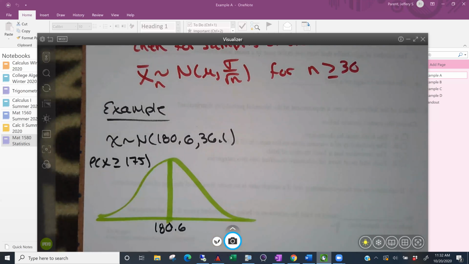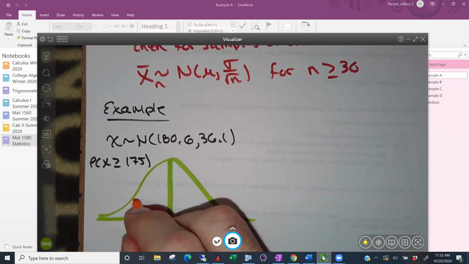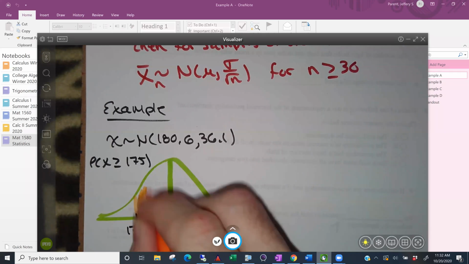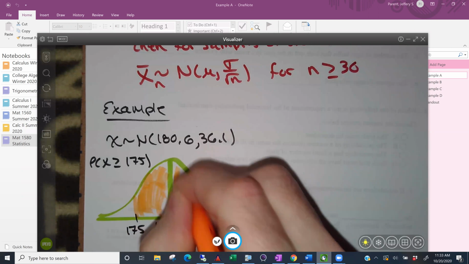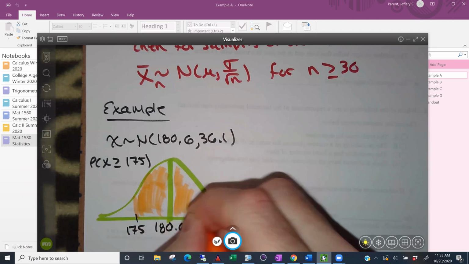Well, first of all, 175 has to be drawn where on this curve? To the left or to the right of 180.6? To the left, thank you. 175. All right, good. Now, someone else tell me, what area am I going to shade? To the left of 175 or to the right of 175? To the right. Nice. Let's keep it going.